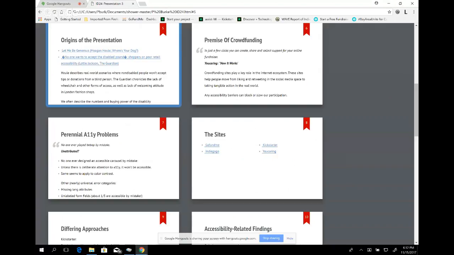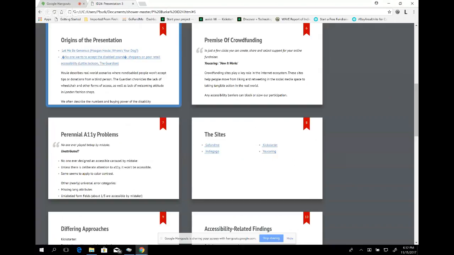And then just recently, thanks to Joe O'Connor again for finding this one, The Guardian has the article "No One Wants the Disabled Pound," looking at the reactions to wheelchair users and folks with other disabilities in the London fashion district, and how they're not willing to do what it takes to accept them into that environment. And so this all got me thinking and pondering this crowdfunding issue.